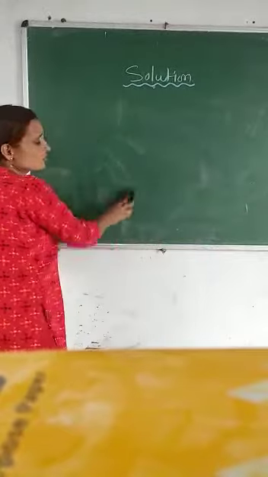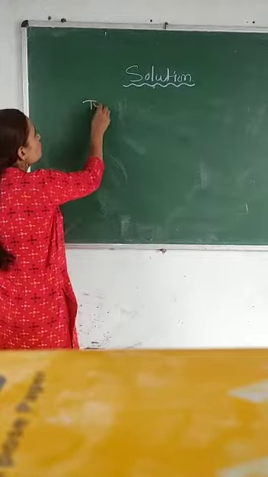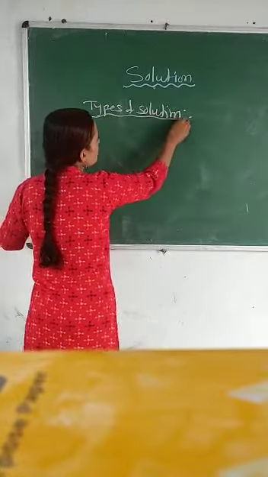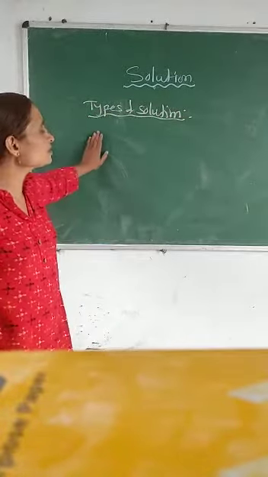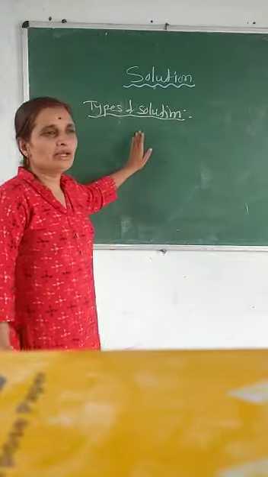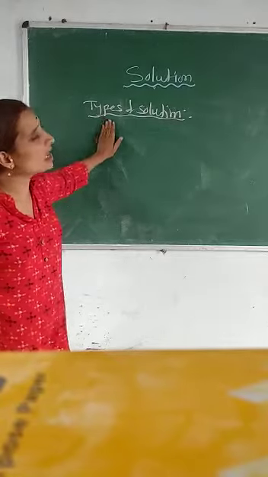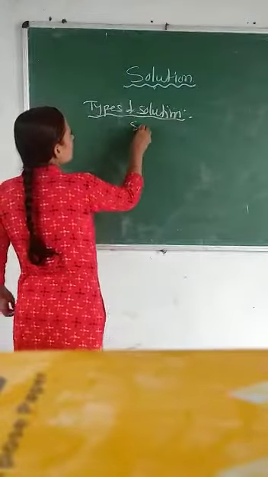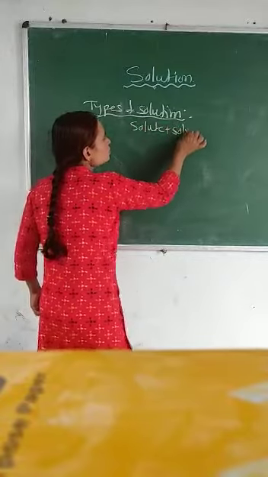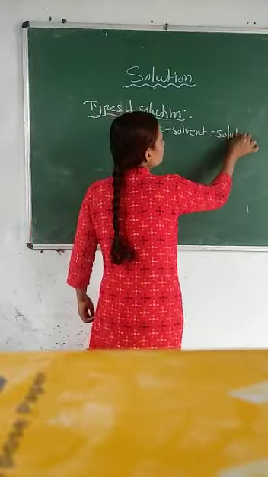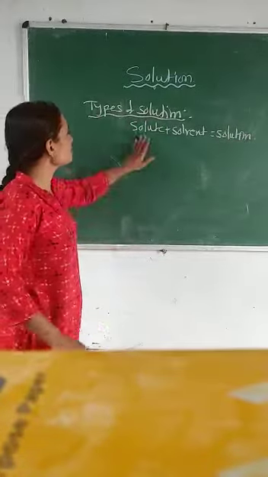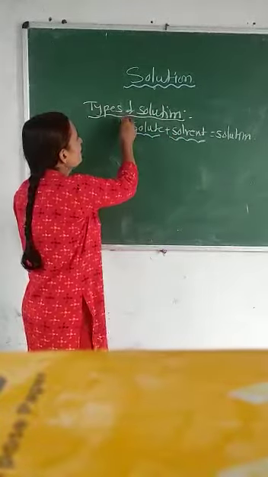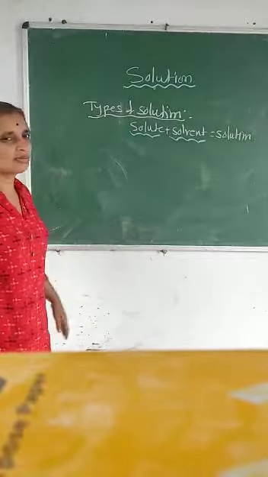Then the next part is the types of solution. We study the types of solution depending on the physical states, that is solid, liquid and gaseous. Depending on these three states, we study nine types of solution related to the nature of solute and solvent. Our solution is prepared from solute plus solvent, depending on the physical state of solute and of solvent, and they are classified into nine types.